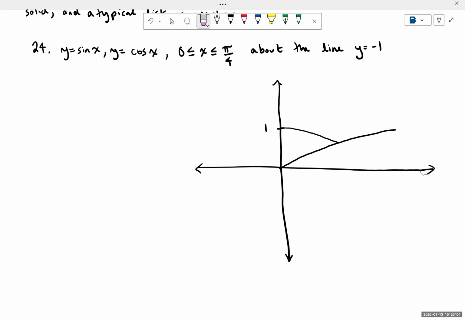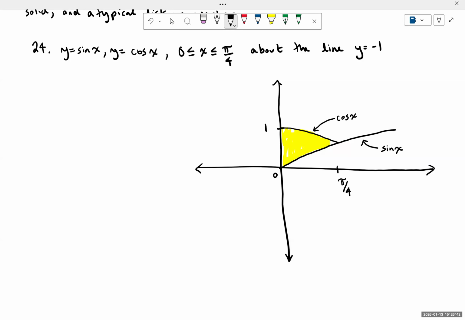Maybe if I had drawn it a little bit better, I could just keep it right there. We know that they're going to intersect at pi over 4, and they gave us the pi over 4 anyway, and the 0. So this is the region that they're interested in. Let me make sure I have my curves labeled. The one that starts at (0, 1), of course, is cosine of x, and the other one is sine of x. Okay, so that's my region.